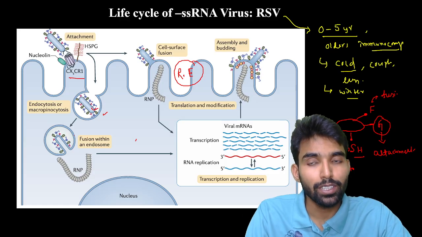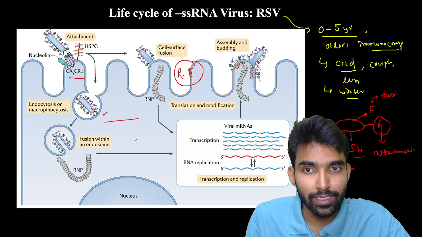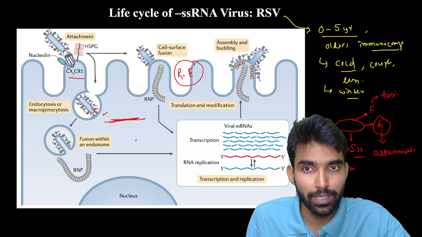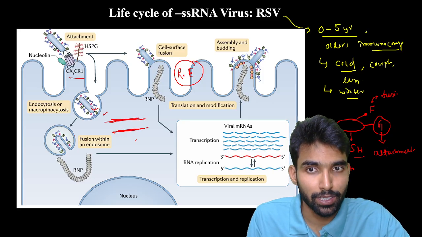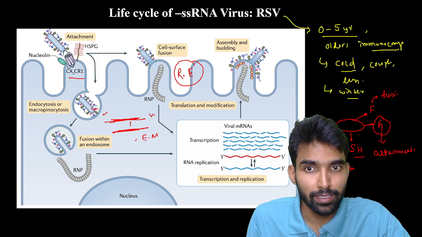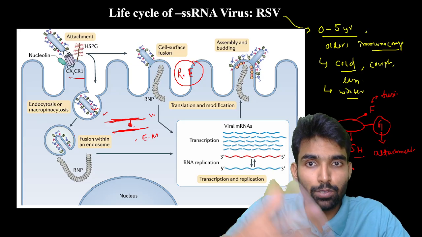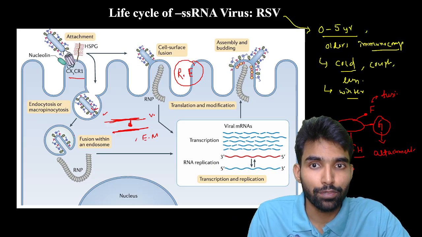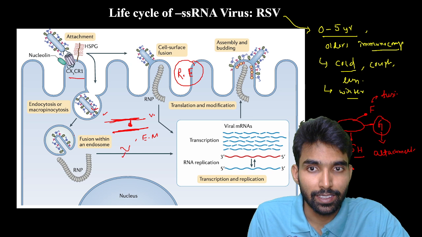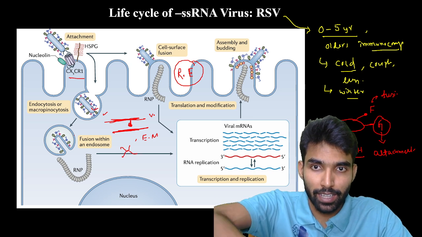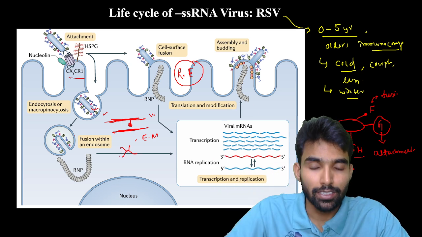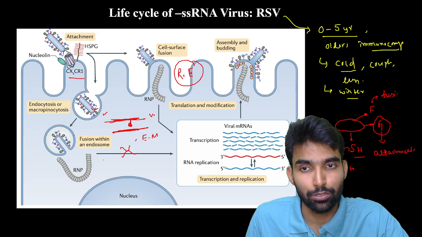The F protein will fuse. Let's say it's the virion membrane, and the cell membrane or the endosome membrane. Let's say endosome membrane, and this is the virion membrane. This is the F protein in between. The F protein will pull these two membranes together and then they will fuse like this. The virus and the host cell will fuse together.